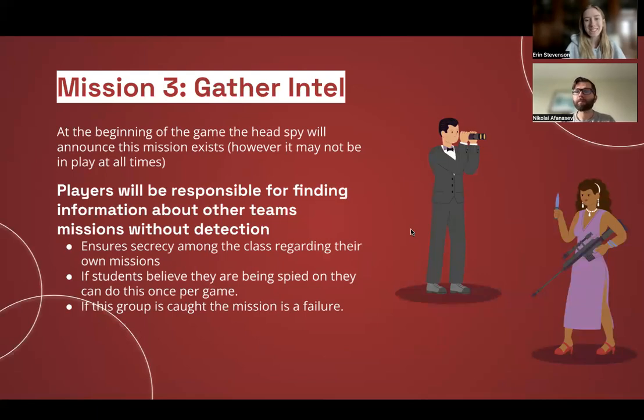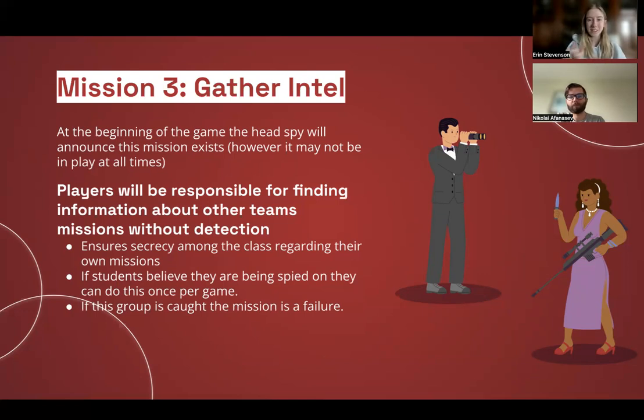All right, I kind of teased this mission before, but this is mission 3, which is gathering intel. So at the beginning of the game, the head spy will announce that this mission exists. However, it might not be in play at all times. The players who receive this mission receive a document that basically says don't let anyone know that this is your mission. You have to secretly go and find out what another group is doing.